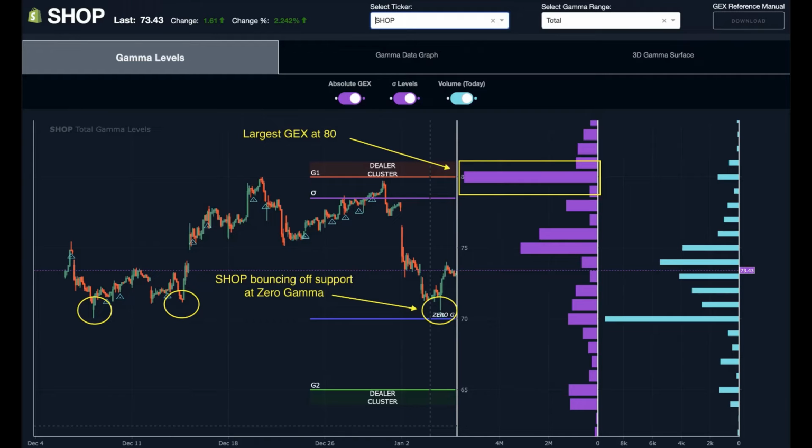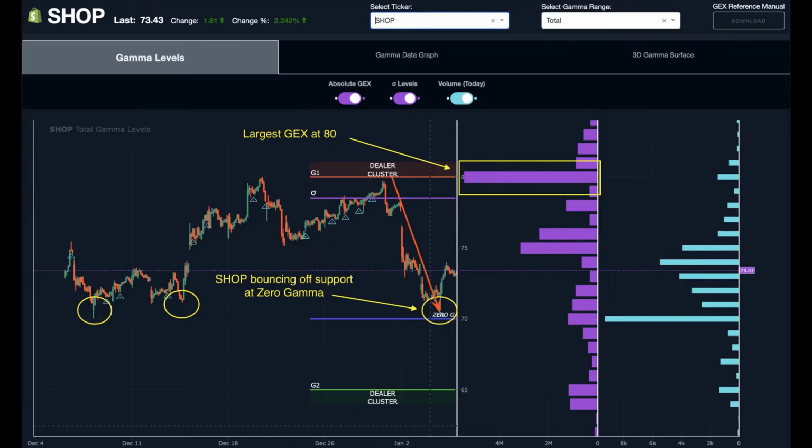Yeah, and I think a lot of people have heard of the concept of gamma exposure, but they're not really sure how to practically trade successfully using gamma exposure data. Here's an example on Shop. In this example, Shop had a pretty steep sell-off all the way from the 80 level down to just above 70. So over a 10% sell-off in just a matter of days.